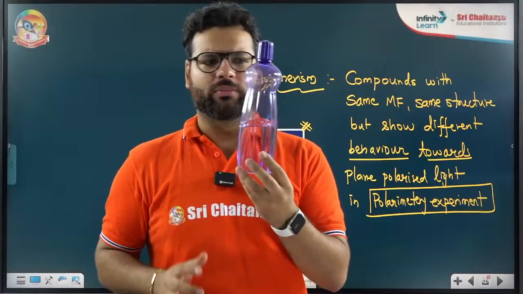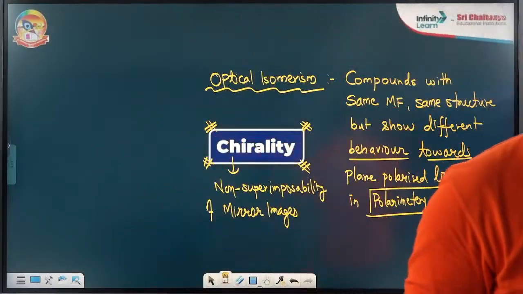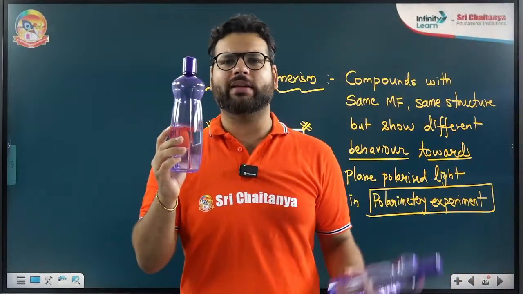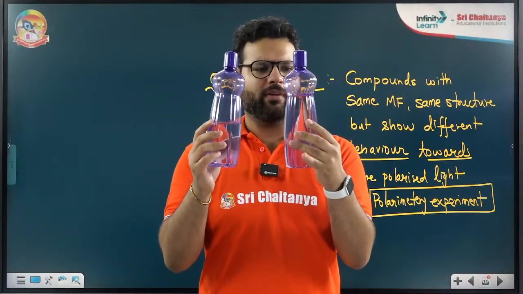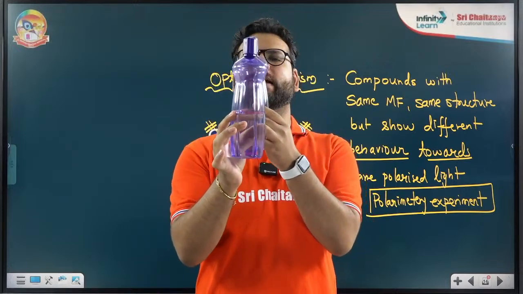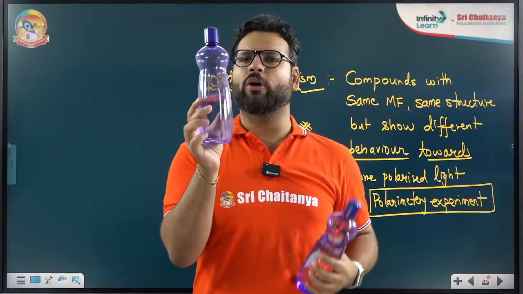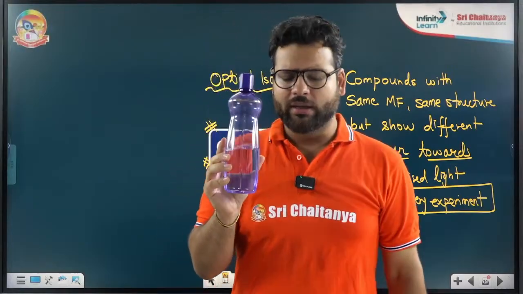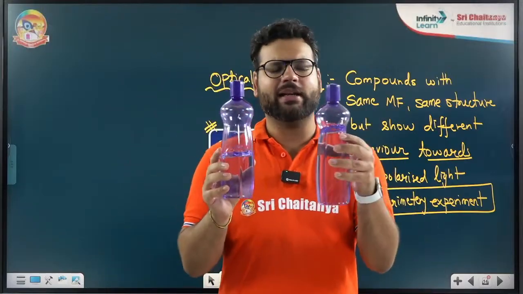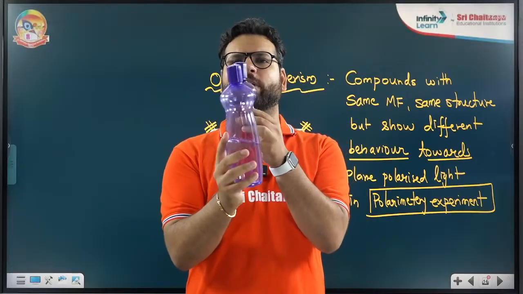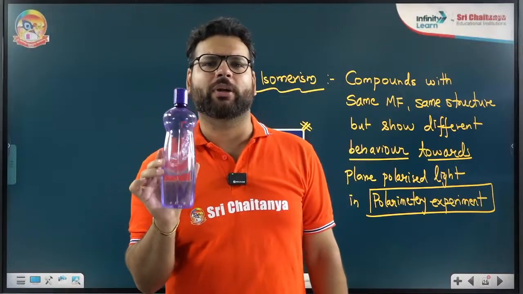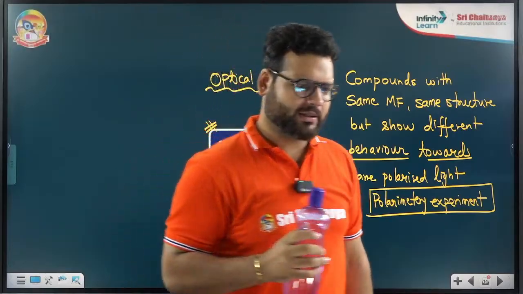If I take this bottle, the mirror image of this bottle is going to look exactly like this. Now you can see that I can exactly superimpose them. So this bottle is achiral. This bottle does not contain chirality. It has exactly the same mirror image, so I am able to superimpose them. So this bottle cannot show optical isomerism. Okay, this is the way to check.